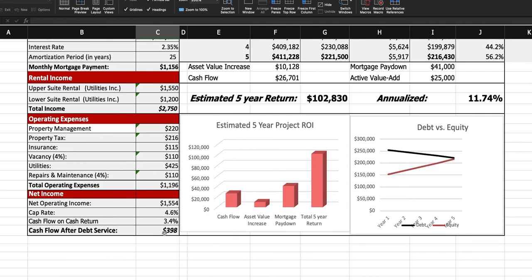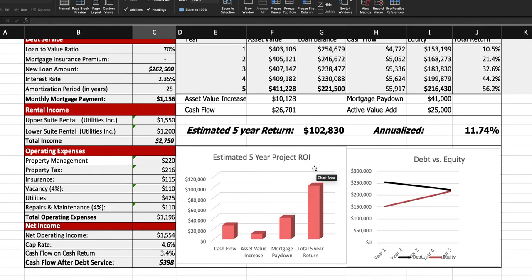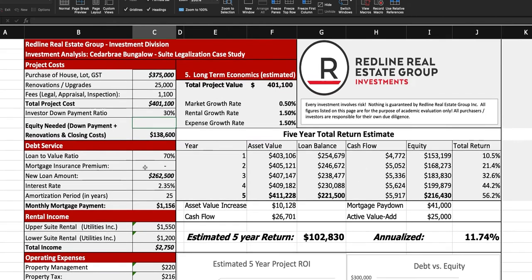So as you can see here, we're up near $400 a month in positive cash flow, but our 5-year annualized return has dropped from about 15% to 12%, simply because we have more capital into the deal that needs to go a little bit farther in order to meet those same returns. So that's what happens there.